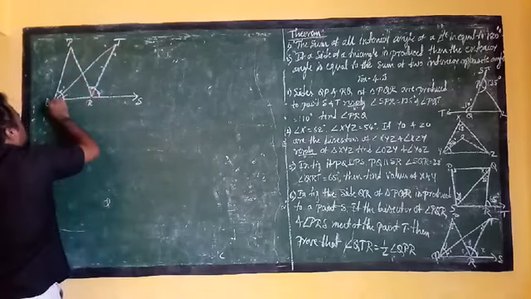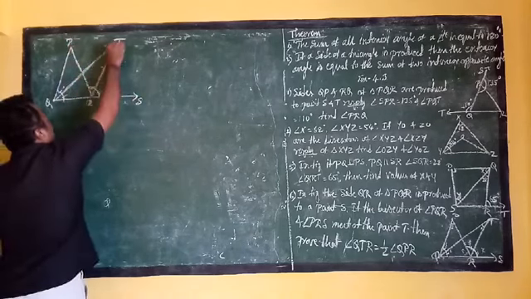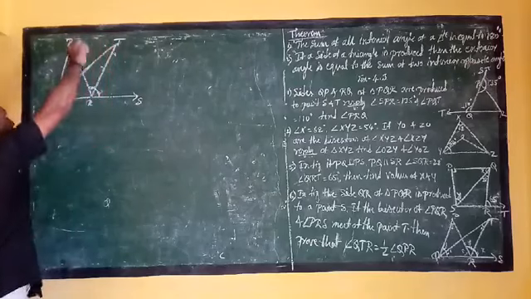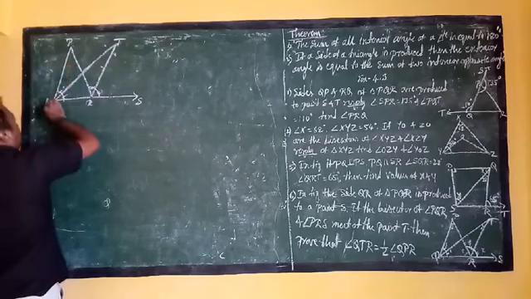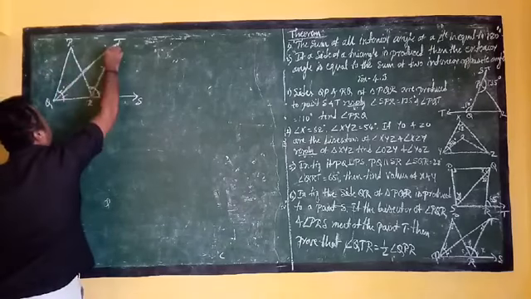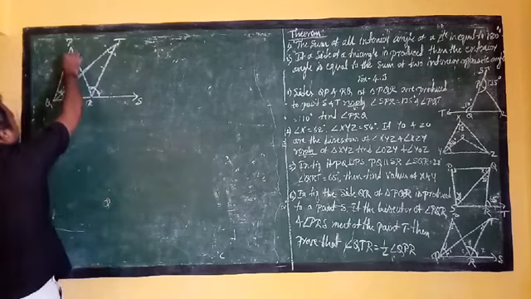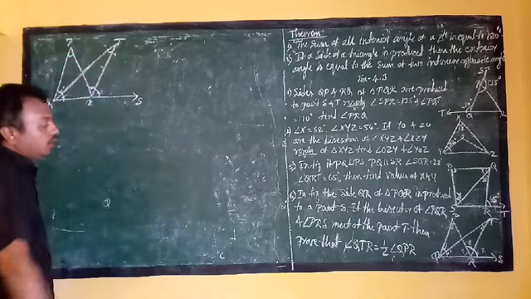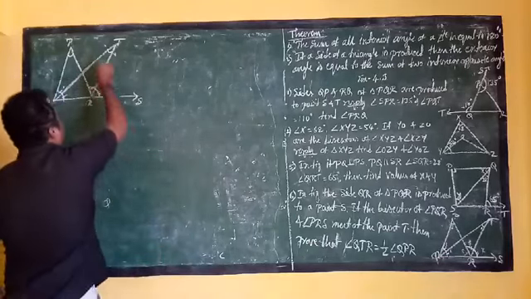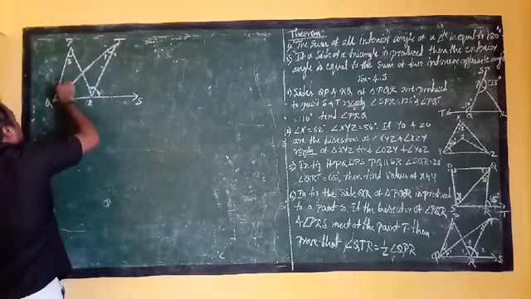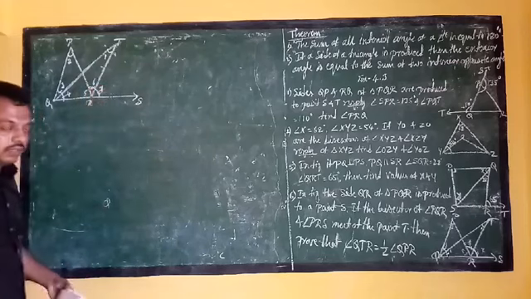So these two bisector lines meet at the point T. PQR's bisector is line QT and PRS's bisector is line RT. So QT and RT meet at the point T. So we have to prove that angle QTR is equal to half of QPR. Let us prove it. Firstly, I will label this angle 1, this angle 2, this 3, this 4, this 5, this 6 and this 7 for our reference.